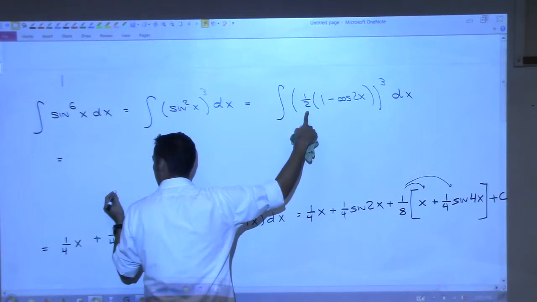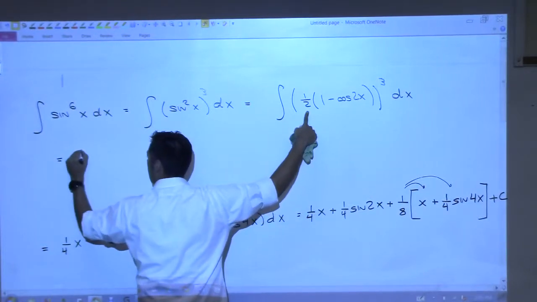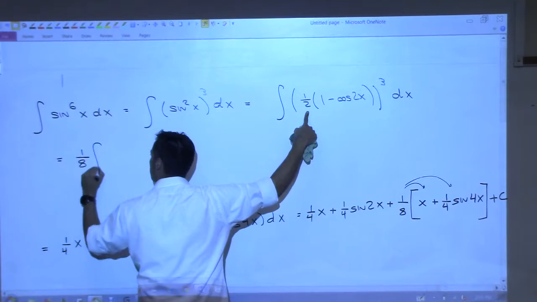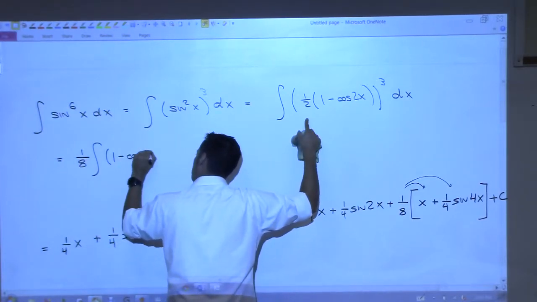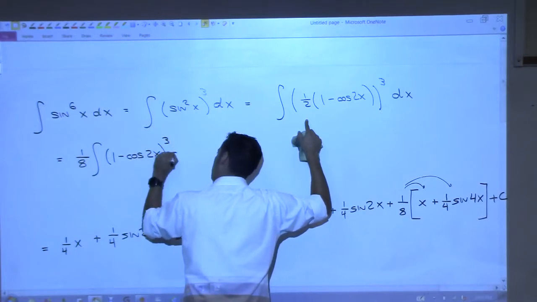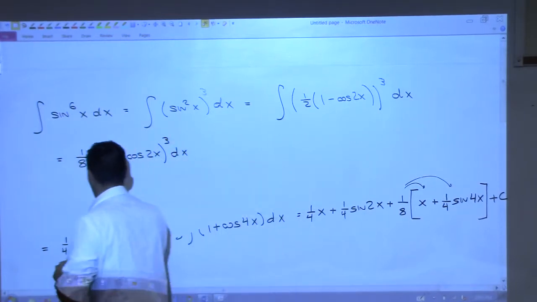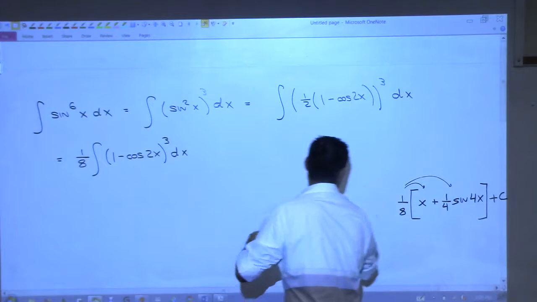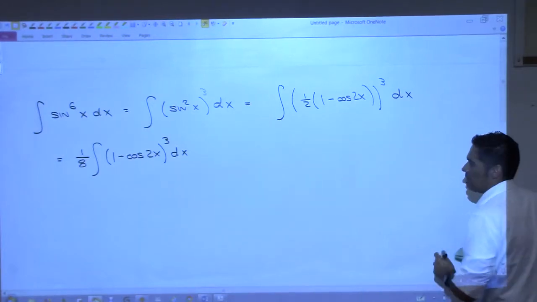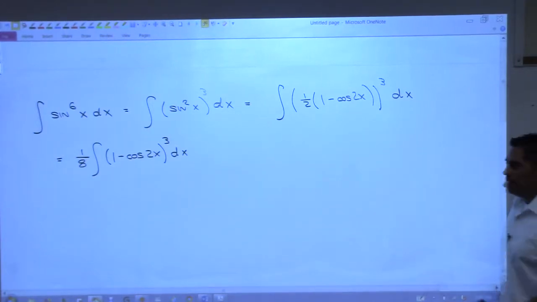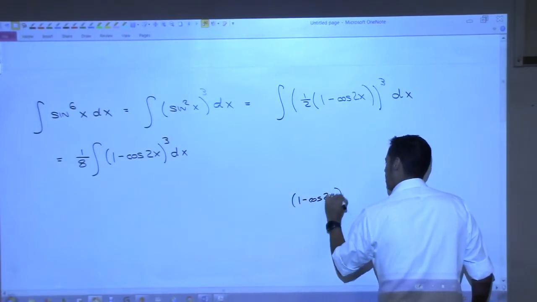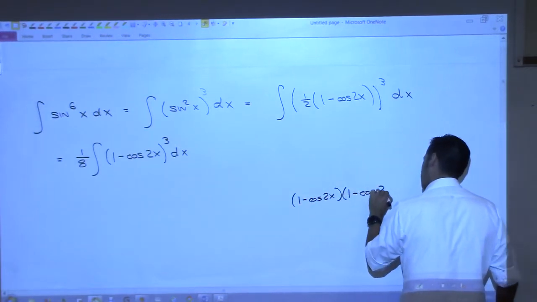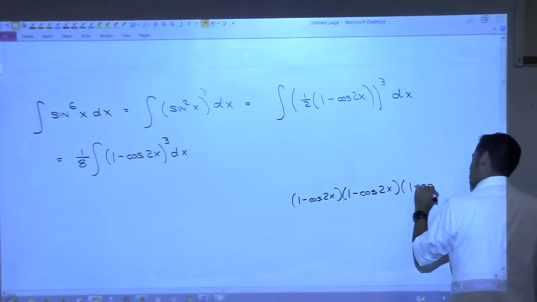1/8, right? 1/2 times 1/2 times 1/2. It's 1/8. I'm going to pull that out of the integral now. And then I have to do 1 minus cosine of 2x cubed dx. This is the part that I was telling you is going to be nasty, because you got to cube that, right? That means you have to do 1 minus cosine 2x times 1 minus cosine 2x times 1 minus cosine 2x.